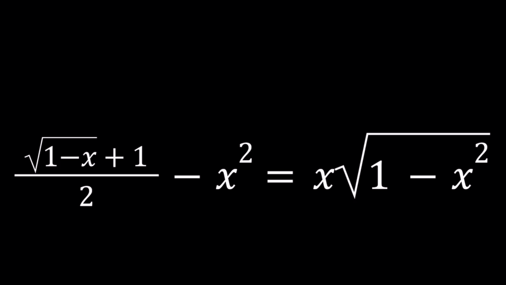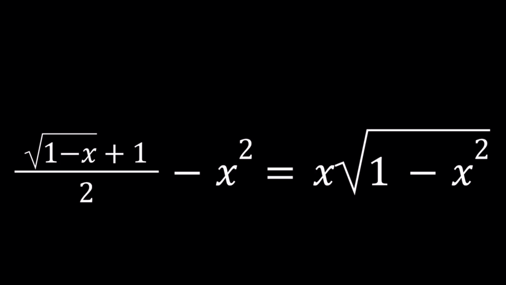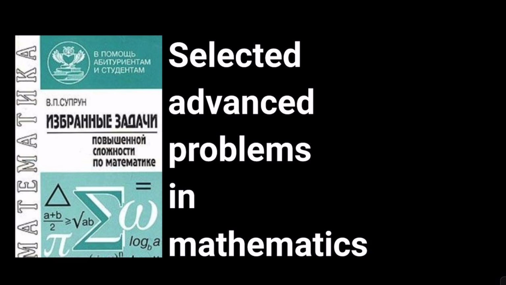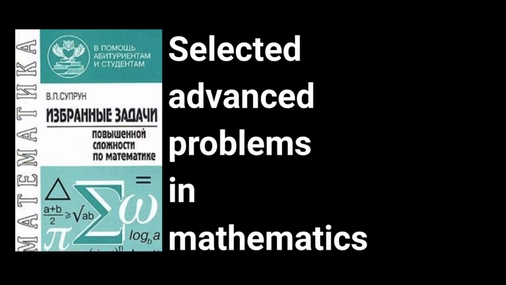Obviously this equation can be written in many forms, and this problem is from a book in Russian which can be translated as Selected Advanced Problems in Mathematics. I'm not really good at pronouncing it, but I'm going to give it a try. Izbranie zadachi povishennoy slozhnosti po matematike. Anyways, I probably butchered the pronunciation, so forgive me if I did. Really good book with beautiful problems. Anyways, let's go ahead and see how we can solve this problem.